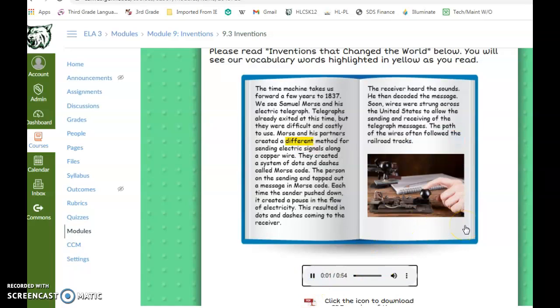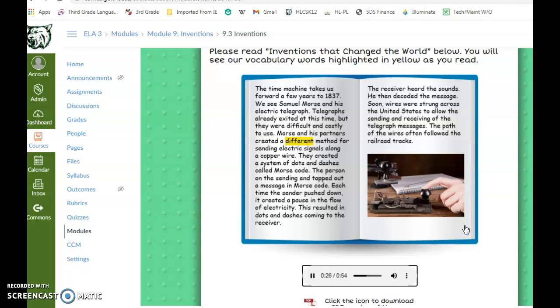The time machine takes us forward a few years to 1837. We see Samuel Morse and his electric telegraph. Telegraphs already existed at this time, but they were difficult and costly to use. Morse and his partners created a different method for sending electric signals along a copper wire. They created a system of dots and dashes called Morse code.